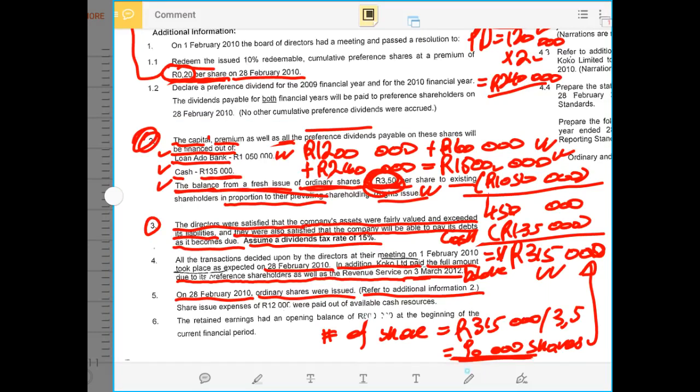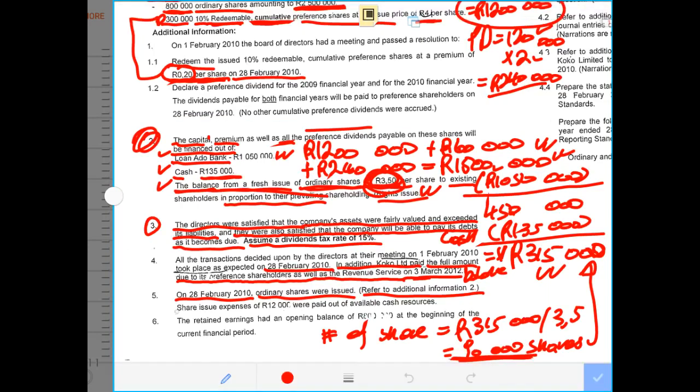Then after, we are told that share issue expense of 12,000 was paid out of the available cash resources. So now there was a share issue expense that was paid out. Then after, it says the retained earnings had an opening balance of 80,000 rands.